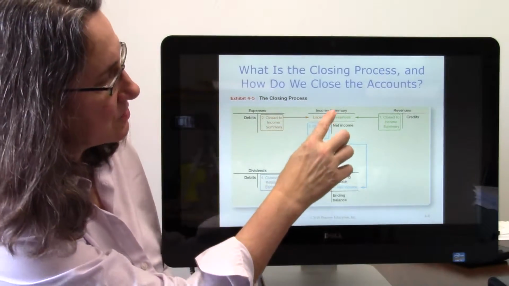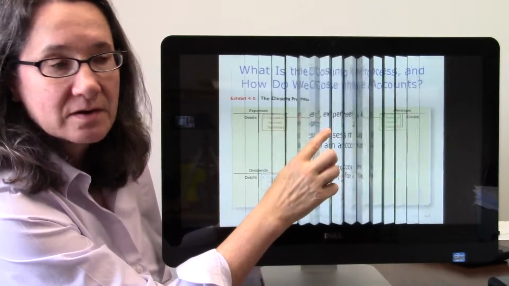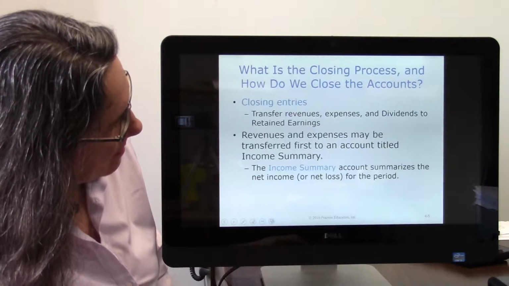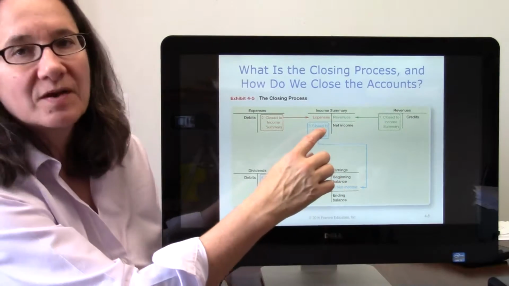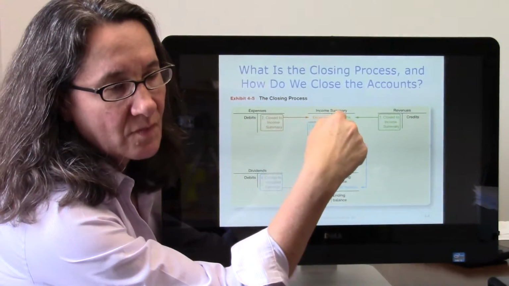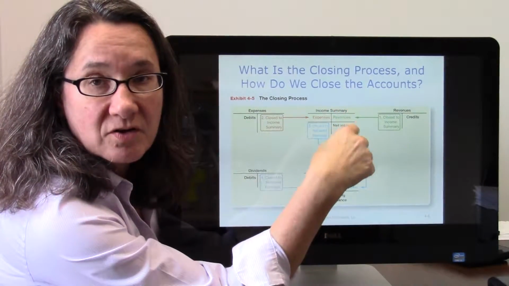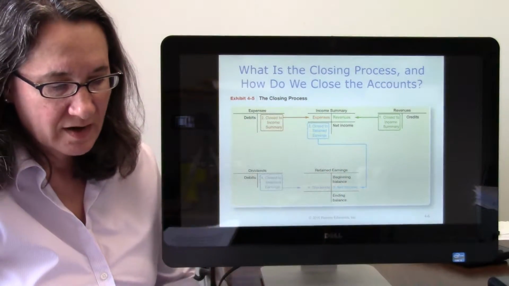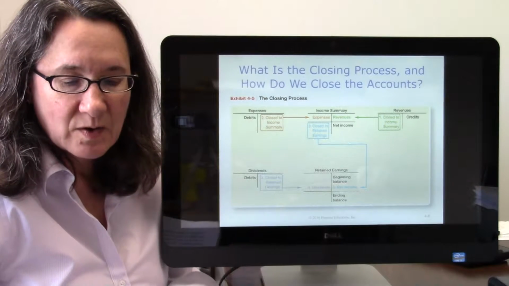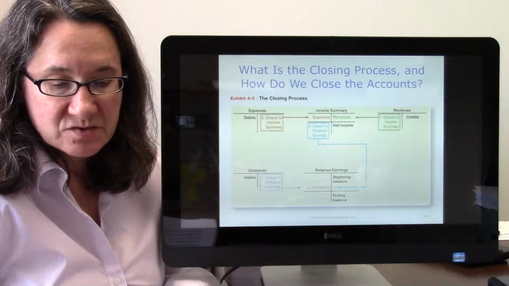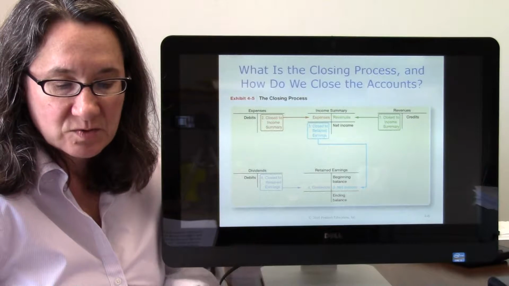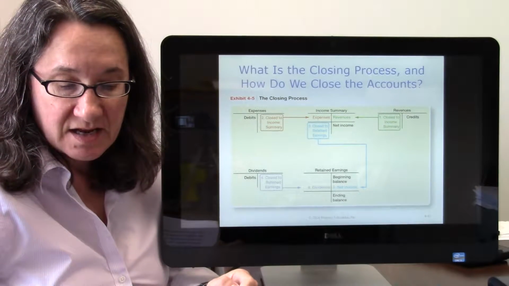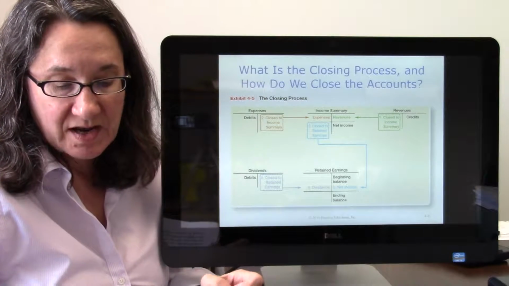Well, that's what this new income summary account is for. This income summary account is where we're going to do our credit. That way it's a place to hold it temporarily. All right. So closing the revenue account requires that a debit be entered into the revenue account in an amount equal to the existing balance. The matching credit is entered into the income summary account.